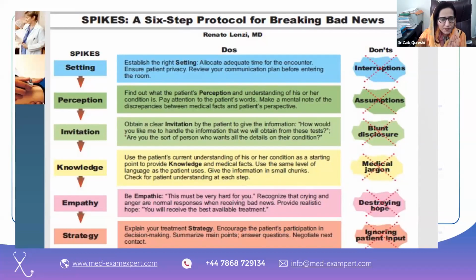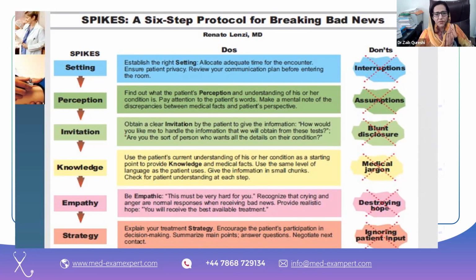We have discussed last time that we have to use the SPIKES protocol for breaking bad news. So SPIKES, what is it? The S is the setting. Setting means that you are setting the scene, or you are giving enough privacy to the patient, or any family member if there is any. So you have to establish the right setting. You have to allocate adequate time for the encounter. You have to tell him or her whatever it is. So you have to bring her to a calm and quiet room. You have to sit with her, you have to turn off your phone, you have to listen to her, you have to give her your time, and you have to listen to her as well.